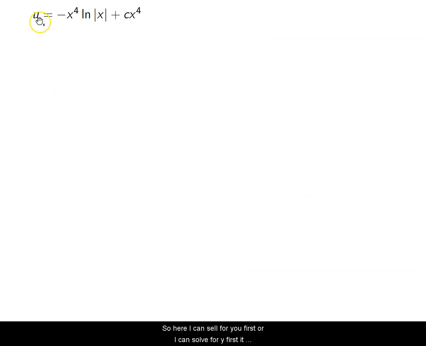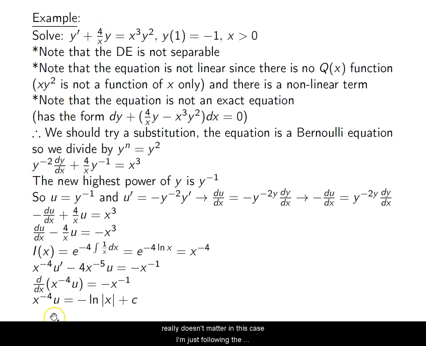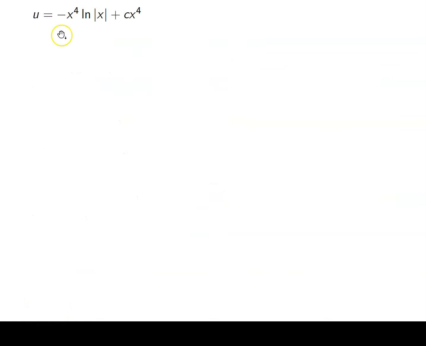So here I can solve for u first, or I can solve for y first. It really doesn't matter in this case. I'm just following the standard procedure. So I decided to multiply everything by x to the 4th instead of plugging in y and then solving. It's all the same thing, right? So here I multiply everything by x to the 4th. Then I make my substitution, and then I can solve, right?